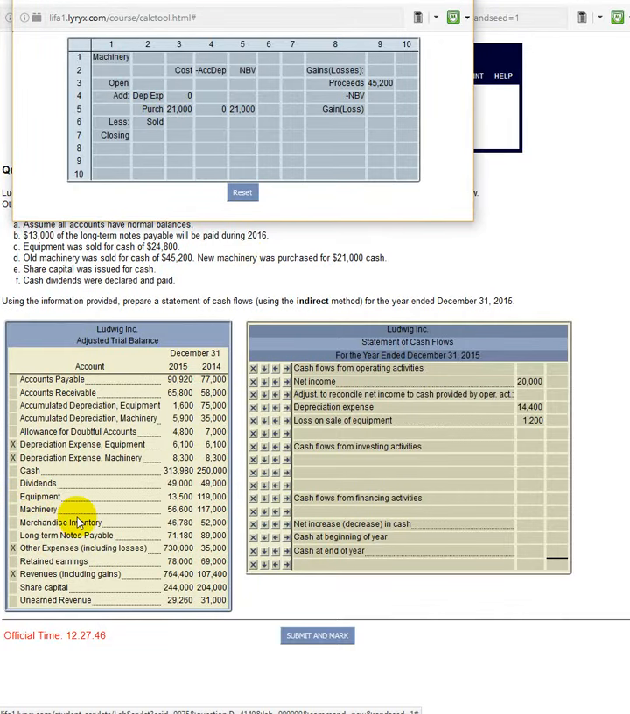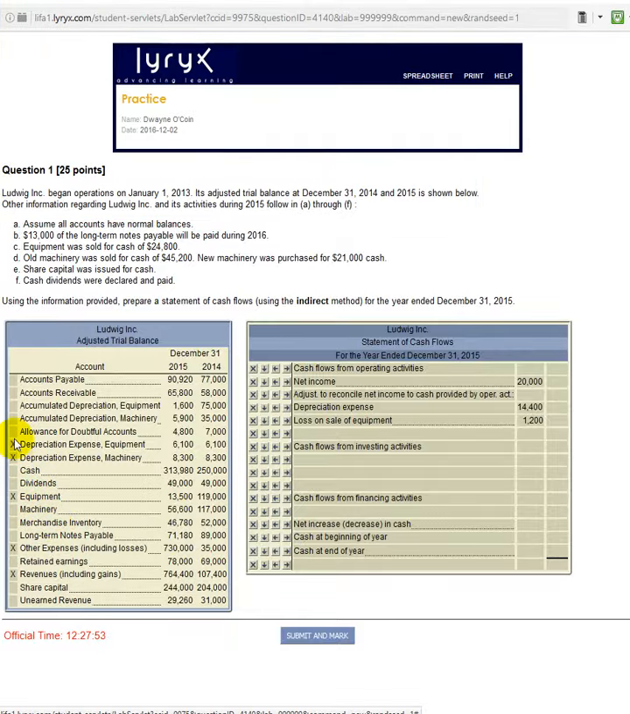Now we need to go down here and find all of the machinery related items. So we've already taken care of the equipment. We've taken care of the depreciation expense for the equipment and the accumulated depreciation for the equipment. Now we need machinery, depreciation expense, and accumulated depreciation for the machinery.